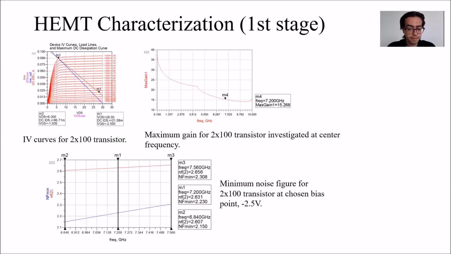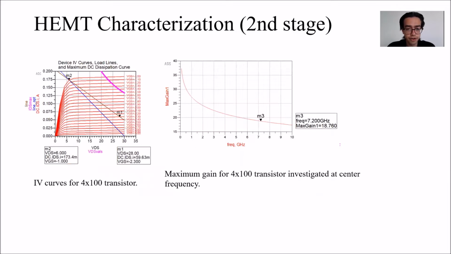As a first step, I traced the IV curves for each transistor, and I determined their maximum gains and noise figures as well. For the first stage transistor, I determined the bias point as follows, and the maximum gain at this bias point is nearly 15.3 dB, and the noise figure is 2.6 throughout the band. For the second transistor, I determined the max gain as 18.8 dB throughout the band.